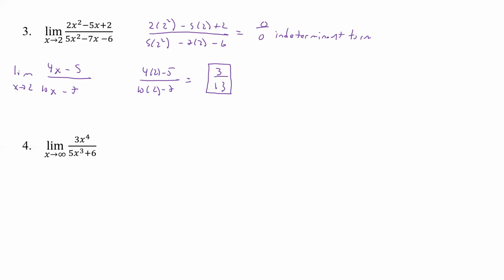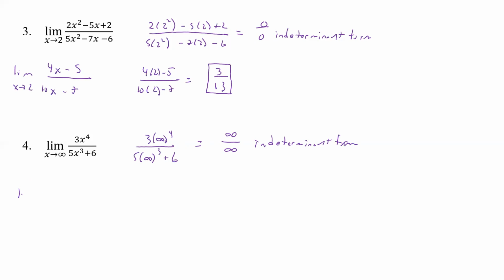Okay. What about the next one? Okay, well, the next one we're going to do just the same way, except we're going to think about this. If we do this, we're going to have 3 times some huge infinity to the fourth over 5 times infinity to the third plus 6. Well, what's that going to give us? Well, that's just going to be infinity over infinity. Well, that's going to be our indeterminate form. Okay. Now we haven't had one of those yet, but that's one of the possibilities. We've done 0 over 0 a lot, it seems like. So this is our first one like this.